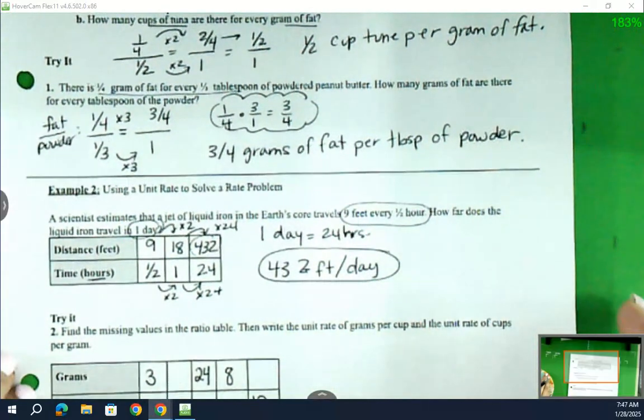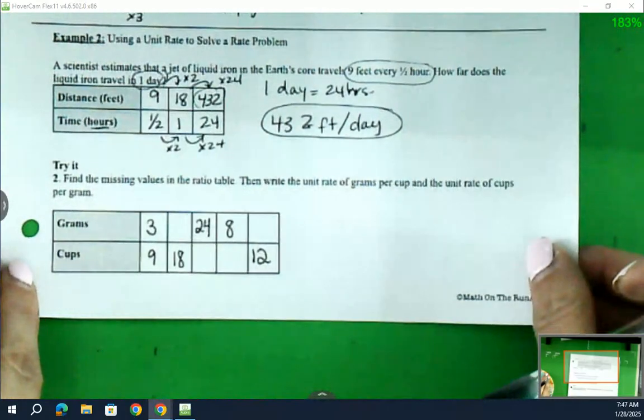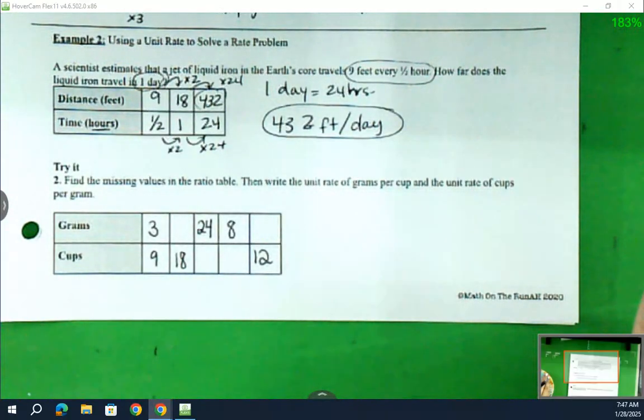All right, you have a try it question here, filling in the table. Go ahead and pause and try that and then turn it back on to check with my answer.